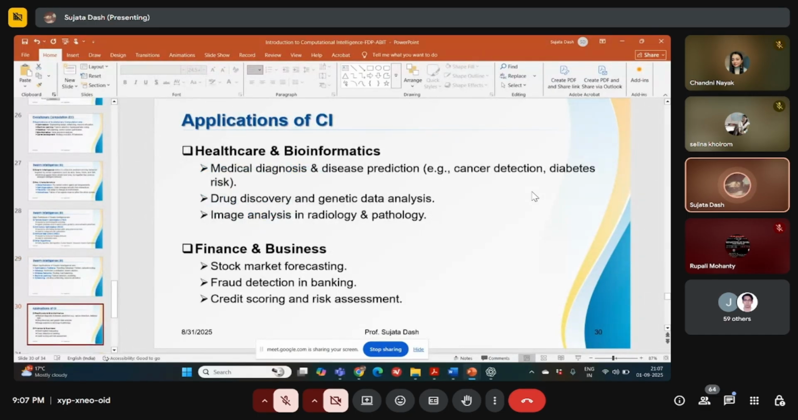Then let me come to the applications, which is very, very important. Applications of computational intelligence. First, I have taken healthcare and bioinformatics.